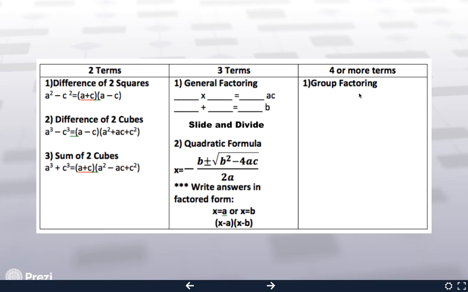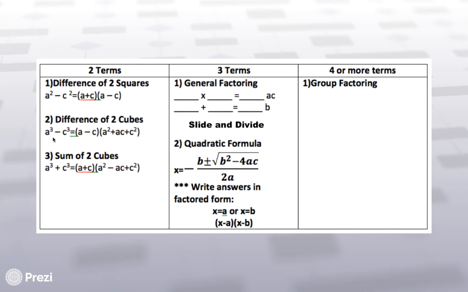All right, so we've talked about group factoring. Now the next new technique we're going to talk about is a difference of 2 cubes, which kind of sounds like a difference of 2 squares. First of all, in order to use a difference of 2 cubes, you have to have 2 numbers that are subtracting, which, if you see here, we have a cubed minus c cubed, and they have to be perfect cubes, you guys.